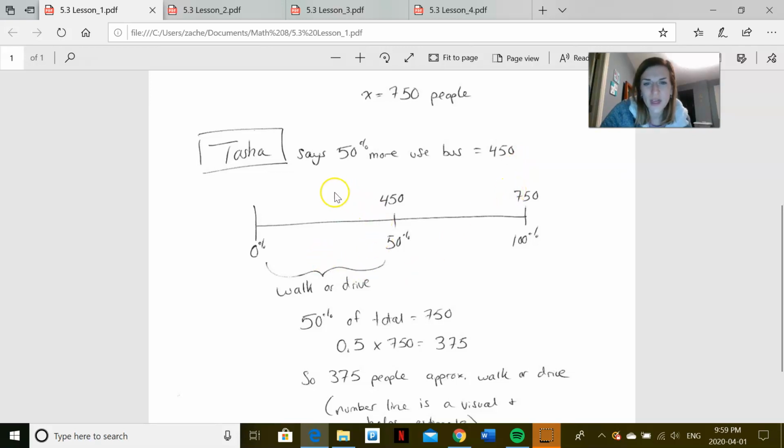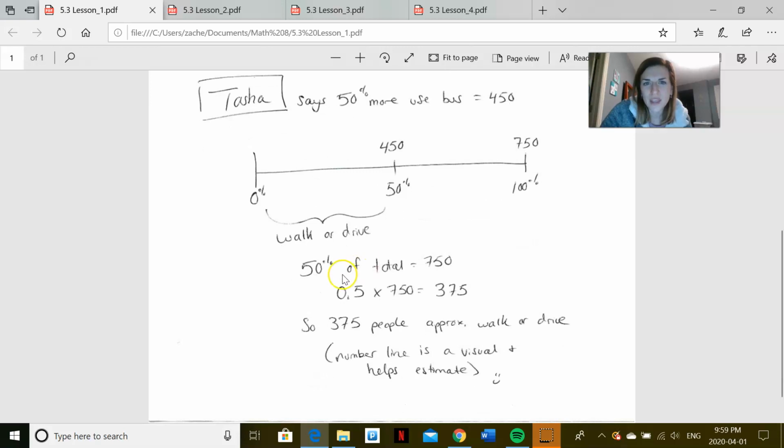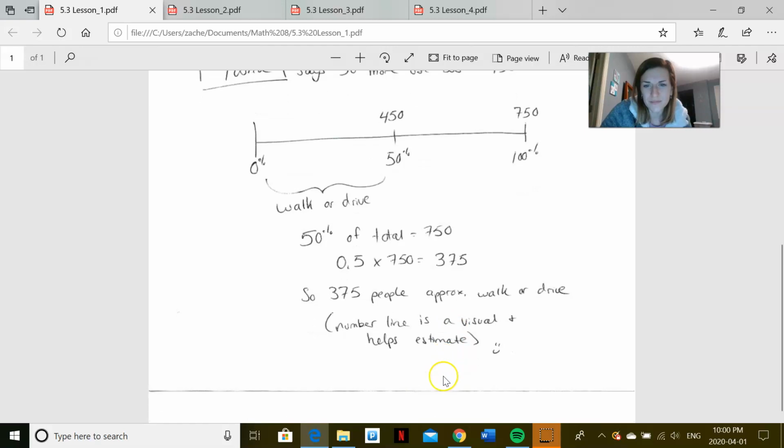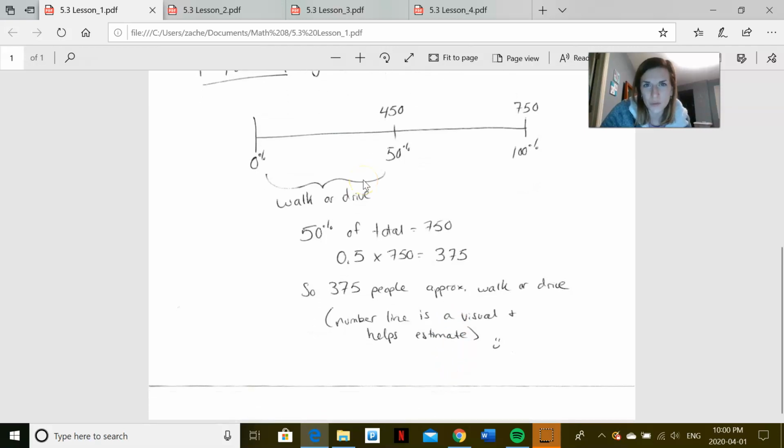Okay, so we know that another portion of it, walk or drive. So if we want to figure out the 50% of the total, now we're going to, again, convert this into a decimal, 0.5 times the total, 750, which would give us approximately 375 students who walk or drive. So the number line is just a bit of a visual to help us through that.